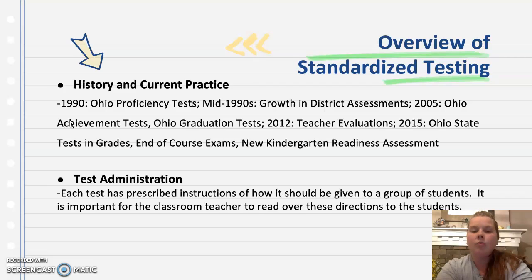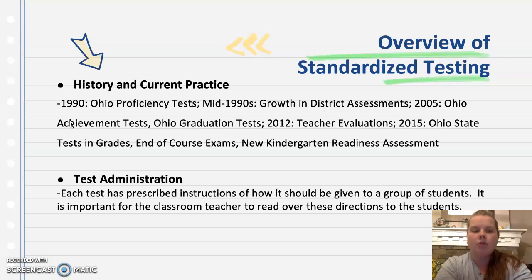Then in 2012, teacher evaluations happened, with student learning objectives. There's a significant shift in the testing system. Also, in 2015, the Ohio State Tests happened: grades 3 through 8 English language arts and math, grades 4 and 6 social studies, grades 5 and 7 science. There are also end-of-course exams, exams that you would need for subjects such as English 1, geometry, American history, biology, and American government. And then they came out with a new Kindergarten Readiness Assessment. The first one was on literacy. This one was much more developmental.